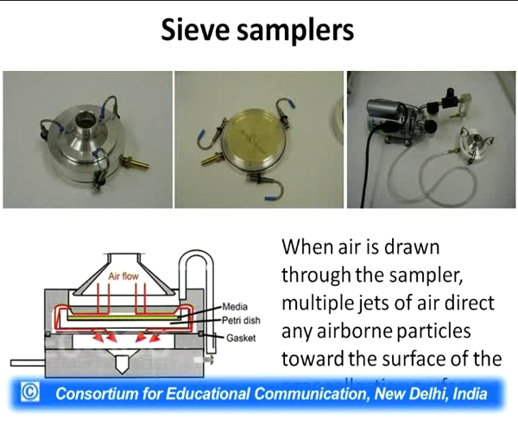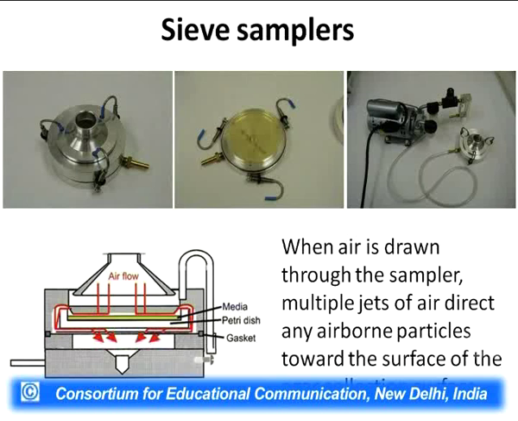Now, this will be clear with this picture. In this, the top left one represents the sieve sampler. In fact, this is a one stage sieve sampler, and in the middle one there is a petri dish having a medium. This medium is basically agar medium, where the particles are collected.